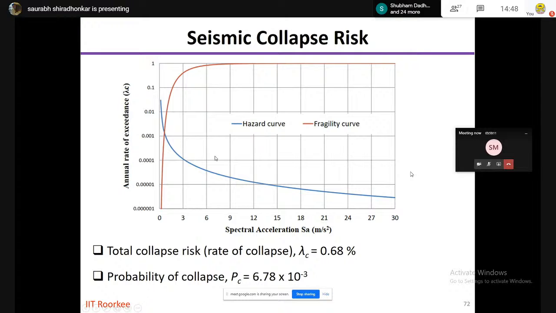So for the building which we started with, a single building designed as per IS 1893, we have carried out the fragility analysis. We have figured out its fragility curve, and using this fragility curve, by convolving these two, we have figured out the total collapse risk. The total collapse risk that we have obtained is 0.68%. And for a 50 year design span, the probability of collapse is 6.78 into 10 to the power minus 3.